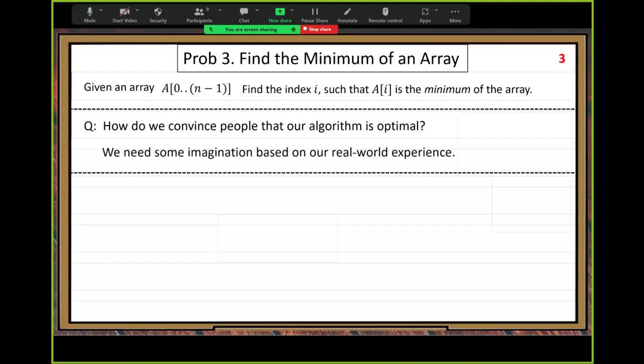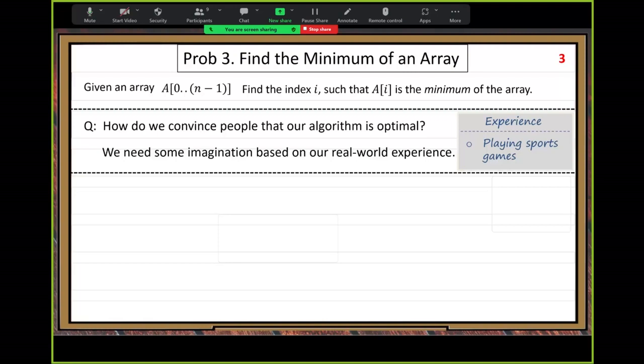All right. Now, the question: how to convince people that our algorithm is optimal. Here, we need some imagination based on our real world experience. When we convince people, we use the common experience everyone has in the real world. We use that to help people understand. So what's that? The experience of playing sports games. Everyone has this experience, right?